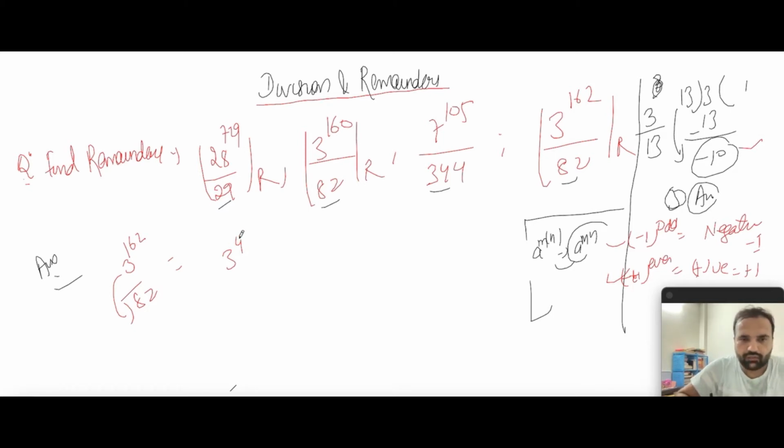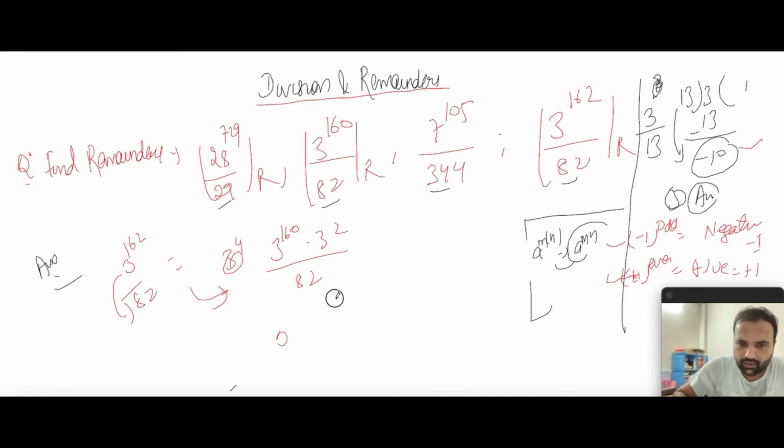So what can we do? Can we write this term? Why are we writing it? Because 162 cannot be divided by 4 completely, so we would not have a remainder such that 3 to the power 4 can be written over here. So we are trying to break this fraction again. Can we write 3 to the power 160 into 3 squared by 82?